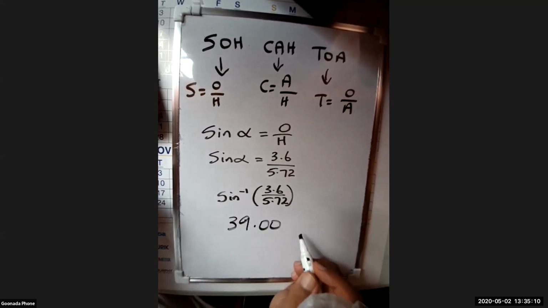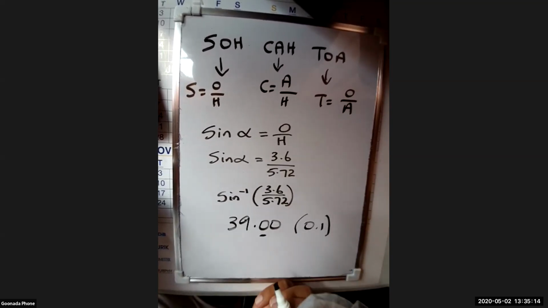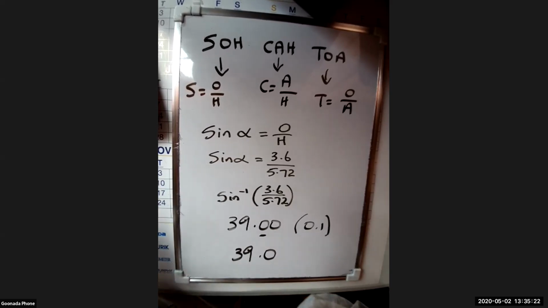And we want our answer to the nearest 0.1. So that's here, right? That's the nearest tenth. So our answer is 39.0. Any questions there?